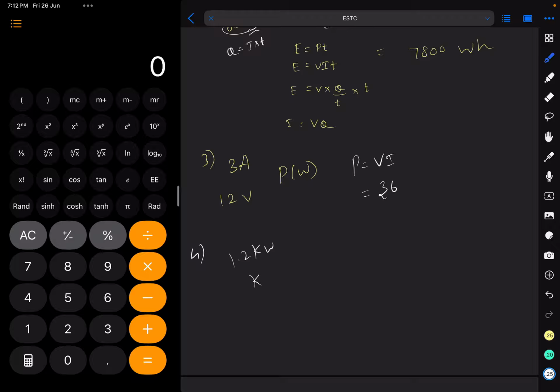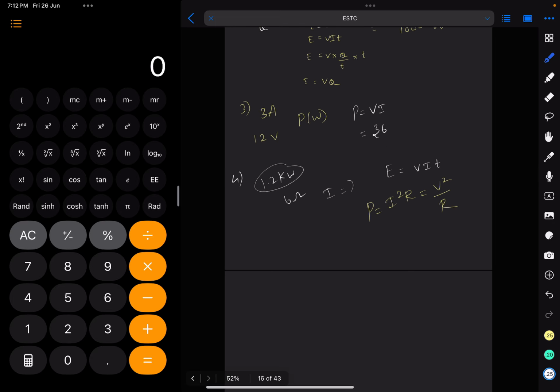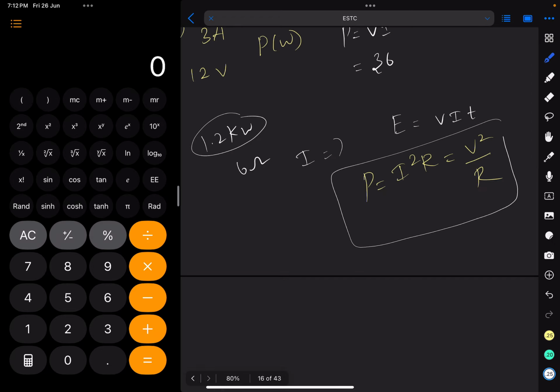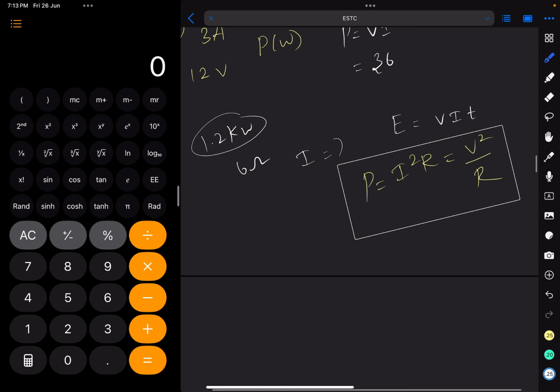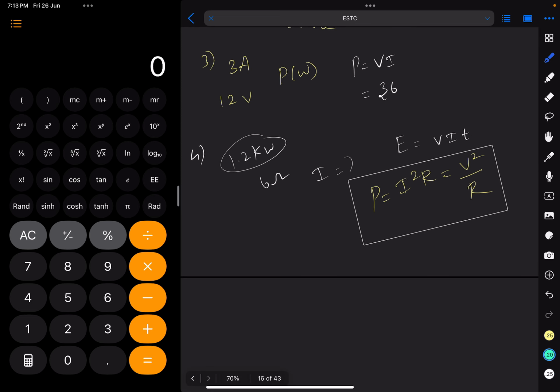1.2 kilowatt, 6 ohm, current. Okay, so energy is equal to VIT. You know what, I can write power is I square R or V square by R. Okay, let me tell you how it came. You know this, right? You want me to derive? Oh my god, no wonder.